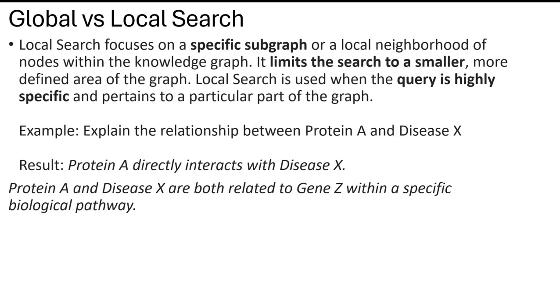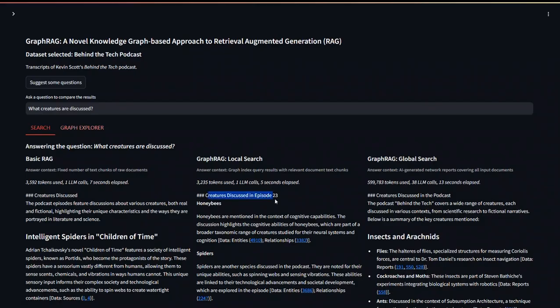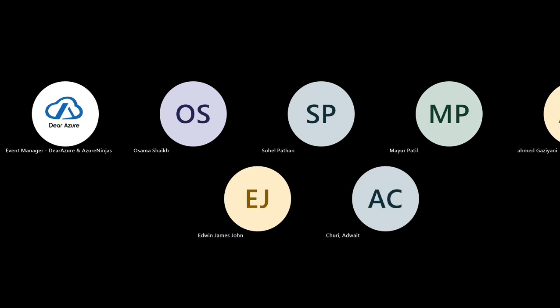And then this is a local search. Now, local search focuses on a specific subgraph. Like, let's say we asked a question about creatures. If you recall, I shared a slide where it was explicitly searching in episode 23 of the transcript, which talks about honeybees and some insects or creatures, right? And it made the entire response based on this particular episode. So that is a local search, whereas in the global search it is taking the entire data set.